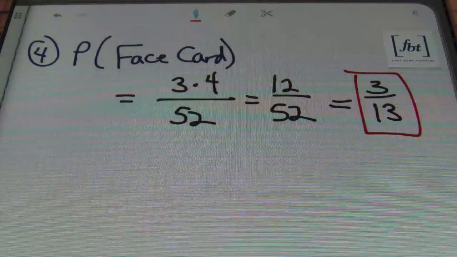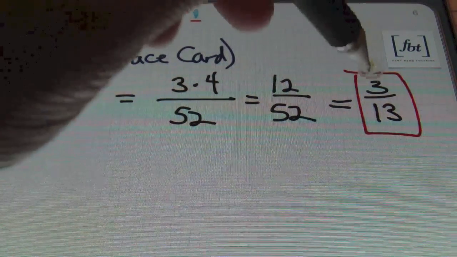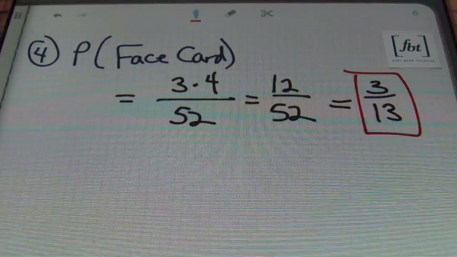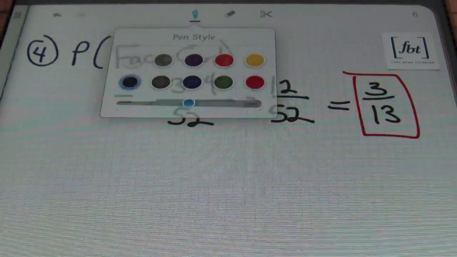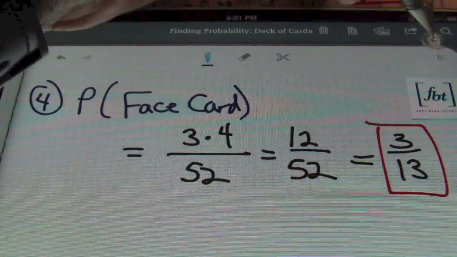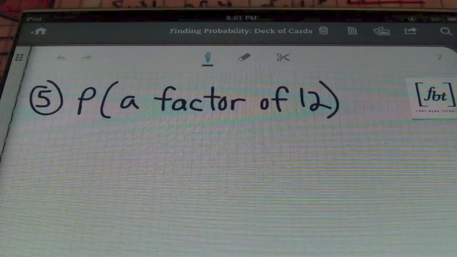So the probability of pulling a face card from a deck of cards is going to be 3/13. Just like that. All right. Good stuff, ladies and gentlemen. That's problem number 4. Problem number 5, here we are.